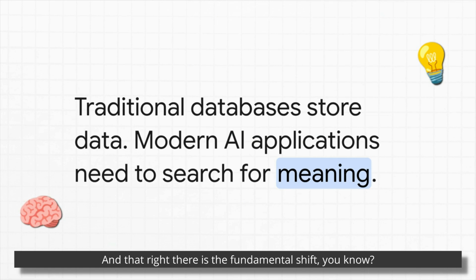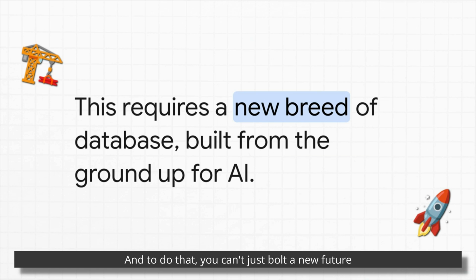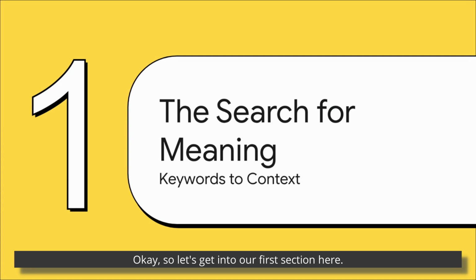And that right there is the fundamental shift, you know? We're moving way beyond just storing rows and columns of data. The goal now is to build systems that can search for meaning, for the context, the ideas, the concepts that are buried deep inside all that data. And to do that, you can't just bolt a new feature onto an old system. It just doesn't work. What you really need is a completely new breed of database, something built from the ground up specifically for AI.